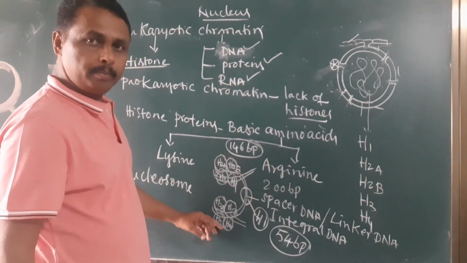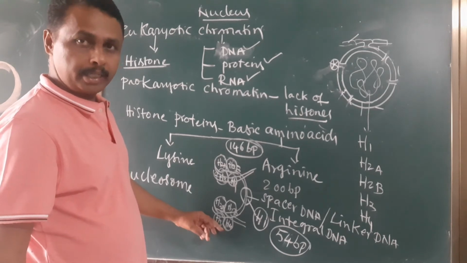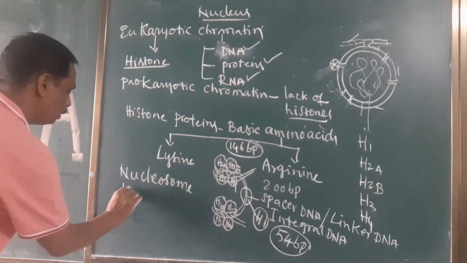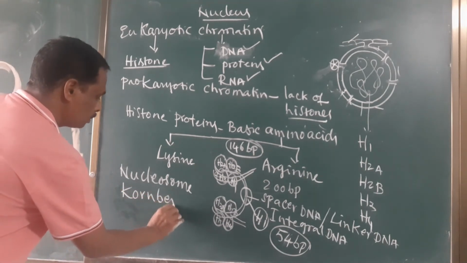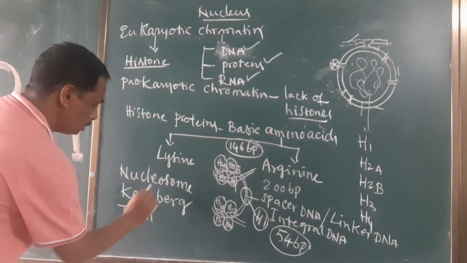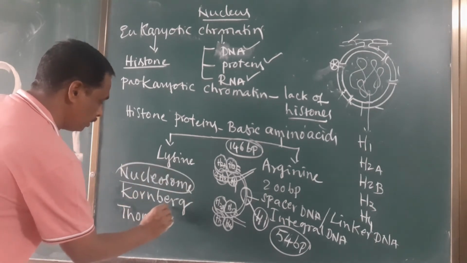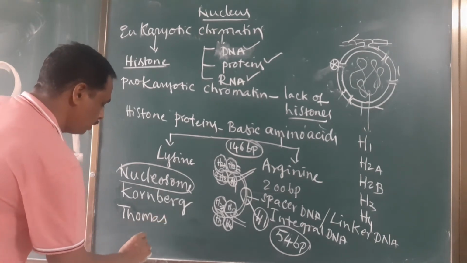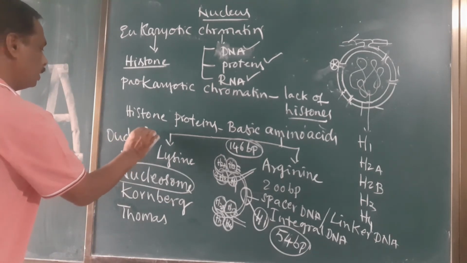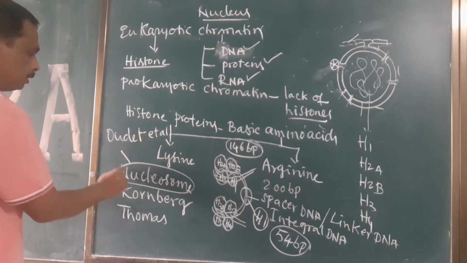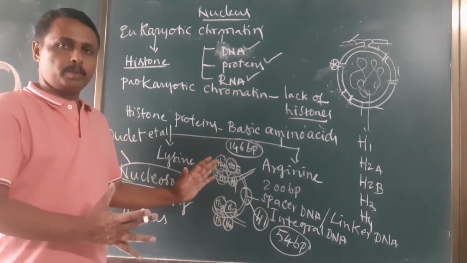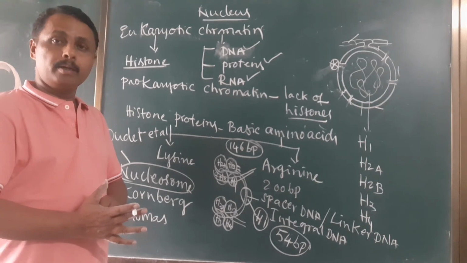The term nucleosome was coined by Oudet et al. The model was discovered by Kornberg and J.W. Thomas. This means this nucleosome model was proposed by Kornberg and J.W. Thomas, and the term nucleosome was coined by Oudet et al. So this nucleosome model was a universally accepted model about the description of histone proteins and DNA threads.